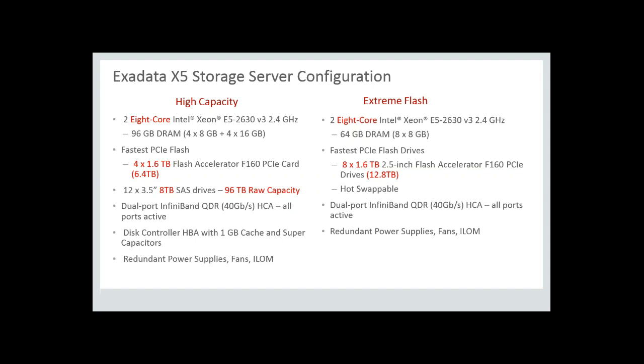It works similarly to your disk, but it's the fastest way of retrieving any data. If you compare these two machines, high capacity and extreme flash, what is the major difference? In high capacity you are getting disks to store the data of your database, while in extreme flash you are getting flash only to store your database, the tablespaces and data files. This is the major change Oracle made from X5 onwards. That means in extreme flash, all your database files will be on flash only.